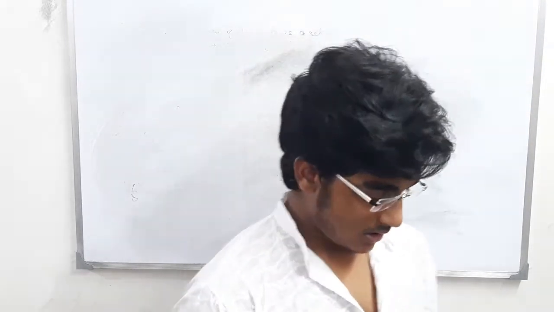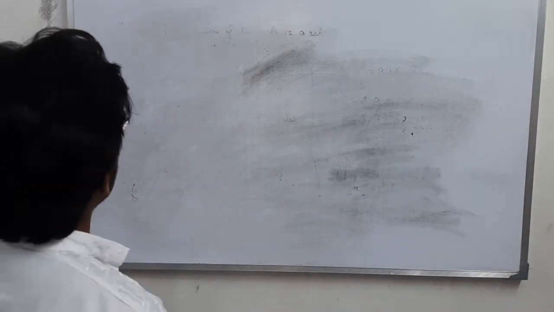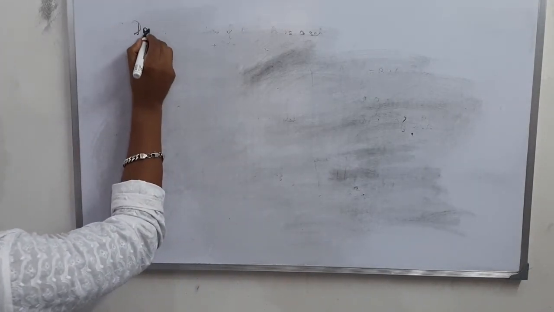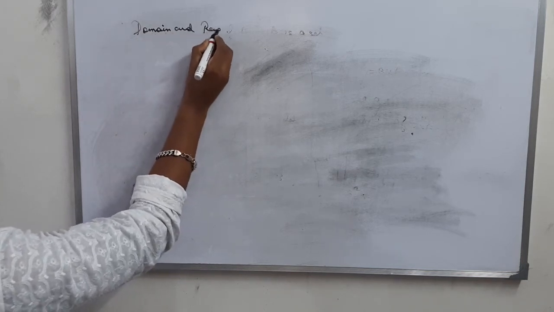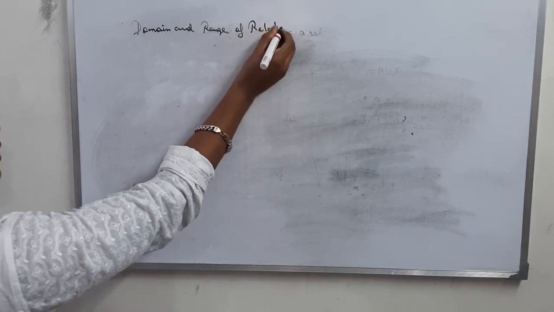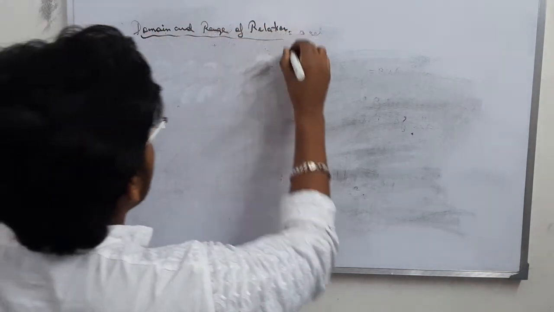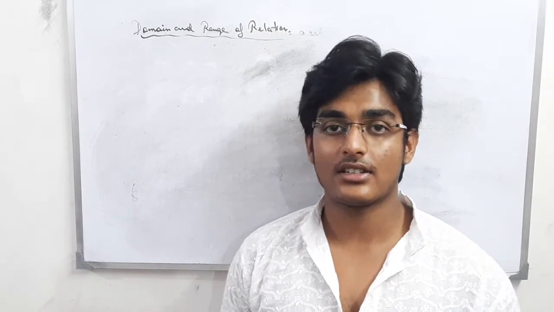Okay. Now the main part of relations, by which I will be ending this lecture today, is domain and range of relations. And students are often confused between range and codomain, so we will also be getting the differences known. Okay. So what is the domain?